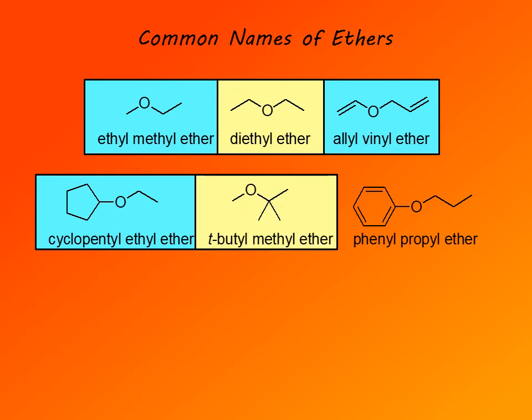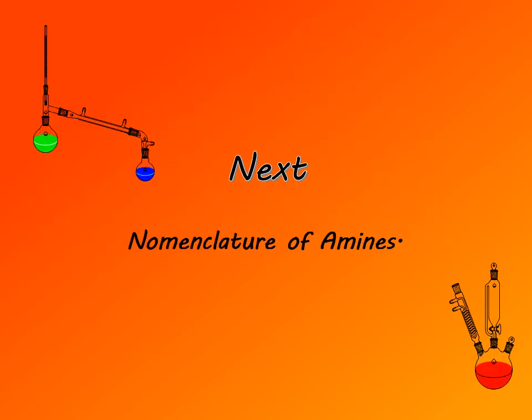Another example is tert-butyl or tertiary butyl methyl ether. Again, butyl before methyl. And the final example has a phenyl substituent. That's a benzene ring. So a benzene ring as a substituent is phenyl. The other substituent is propyl. When you list them alphabetically, this is phenyl propyl ether. So those are common names of ethers. This completes our study of nomenclature of alcohols and ethers, and next we will examine nomenclature of amines.